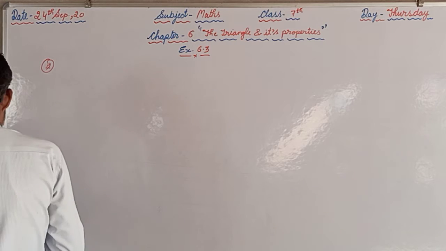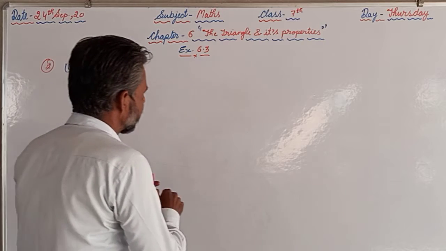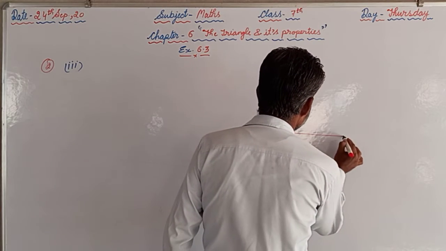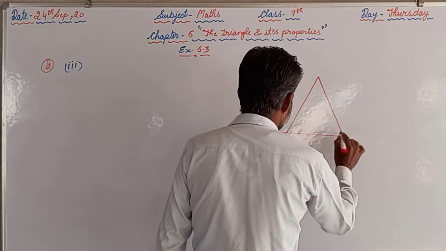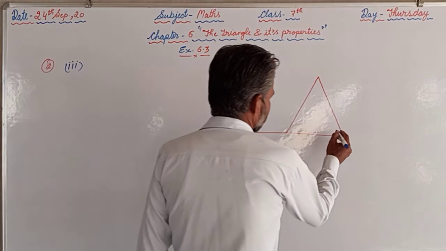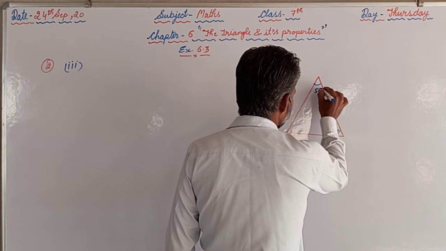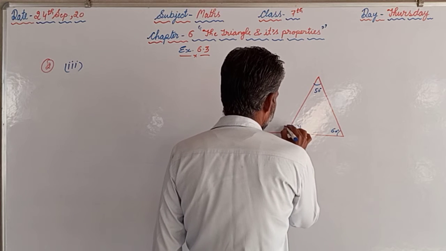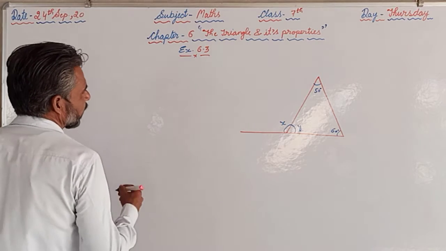In third part, again the diagram is given. In this, the diagram is like that. Some of the angles are given: 60 degree, 50 degree and y and x. So first of all we will find y.